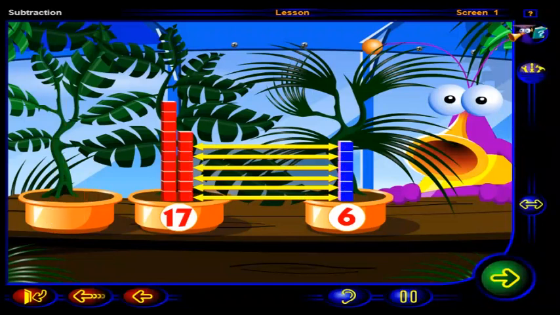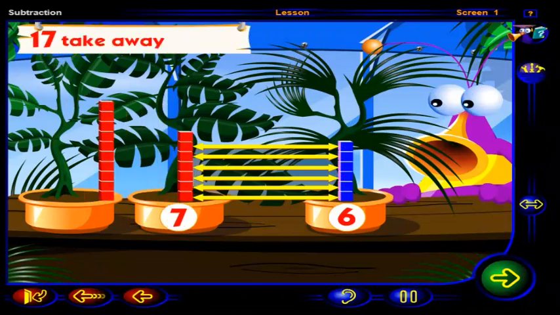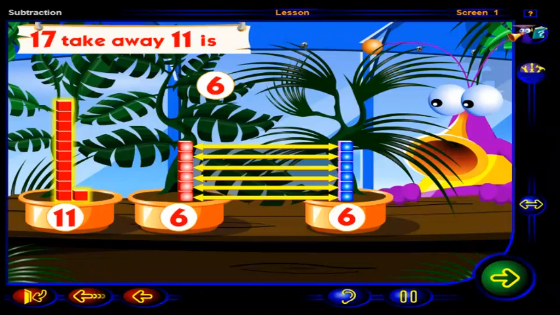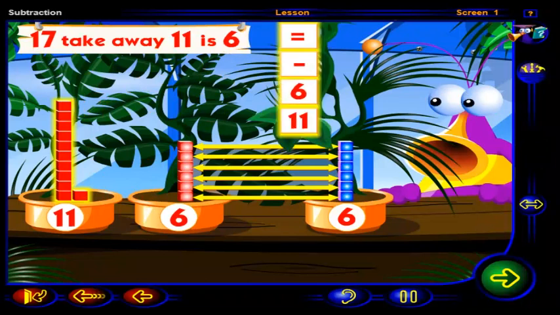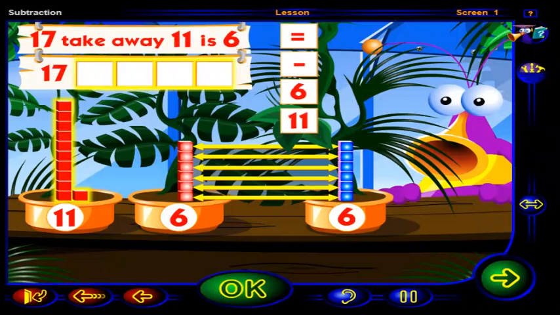We started with 17 red blocks. Then we took away 10 and 1 more, 11 red blocks, to get 6. Drag the signs and numbers into place to show 17 take away 11 is 6. Click OK when you're done.